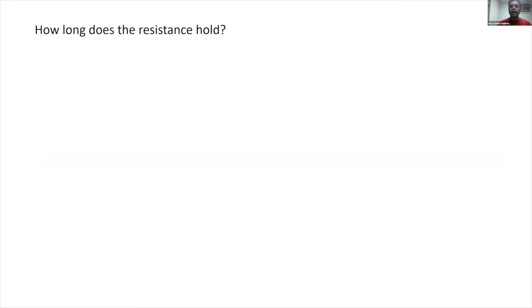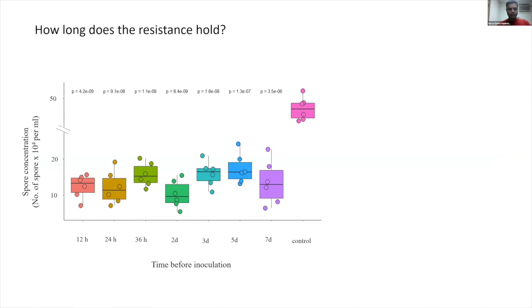And I was interested in how long the resistance holds. So do we have to treat one time, or do we need to treat weekly, a couple of times a week, or not that many times? This is another question I asked, and here the resistance holds more or less close to a week. So the induced resistance holds almost 7 days, but it's hard for me to keep the leaves after 7 days.